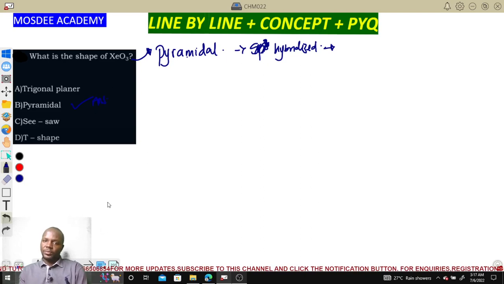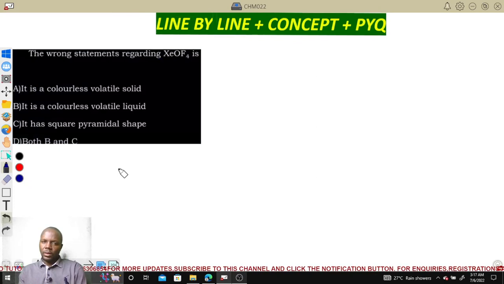So the next question. Now, the wrong statement regarding XeOF4 is that I told you all the fluorides of these things, they are solid. They are not liquid. So one option says it has a pyramidal shape. Another says it is a volatile liquid; this statement is wrong. It is not a liquid. This is correct because the shape of this one is also pyramidal. So that is the answer. It is a solid, it has this shape, so it is not a liquid.